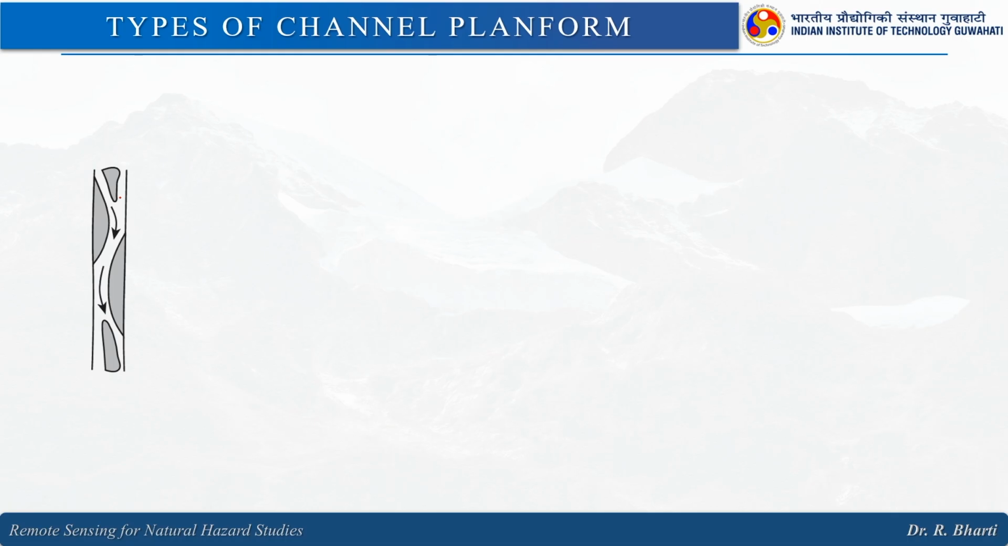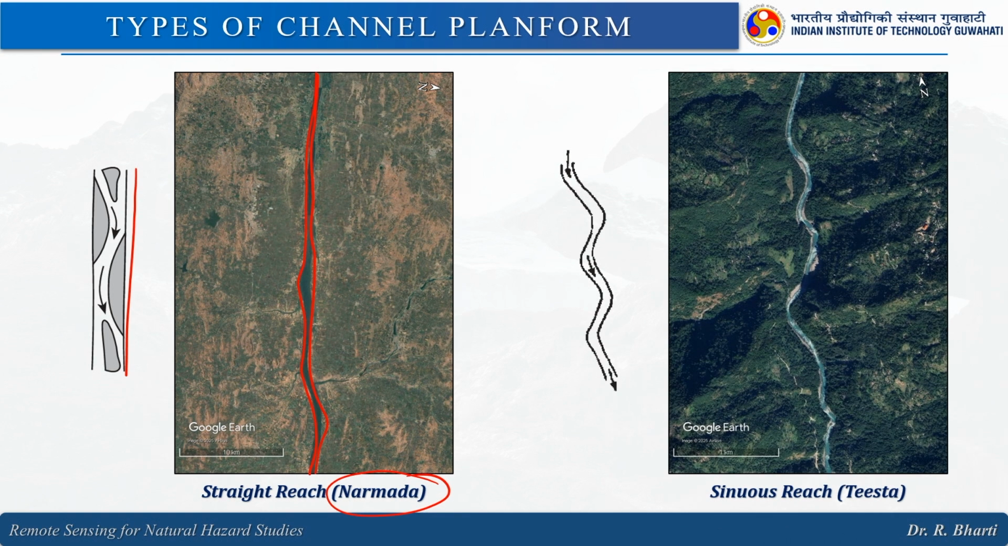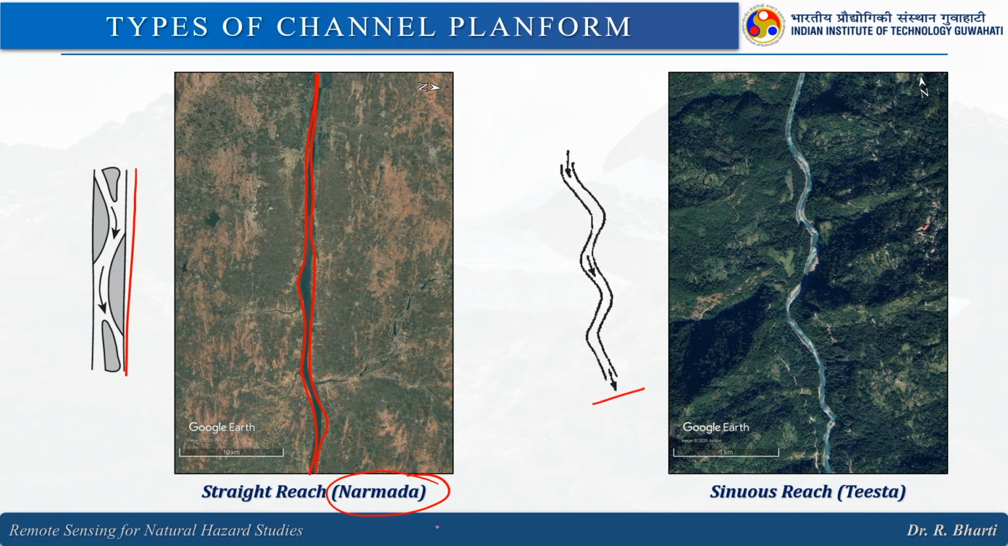So, let us see this particular planform. This is basically showing the straight channel. This is from the Narmada, you can see how straight it is. We can easily extract this information and visually confirm this is a straight channel, but to prove it we need some quantification, and that we will be discussing in the next few slides. Now here you can see an example of a sinuous river, this is the Tista.